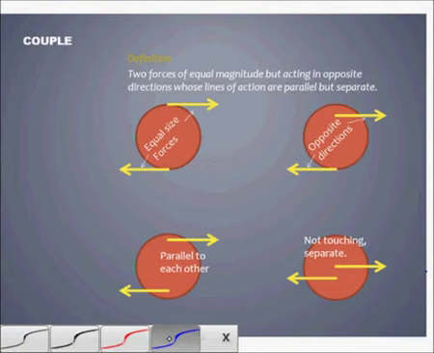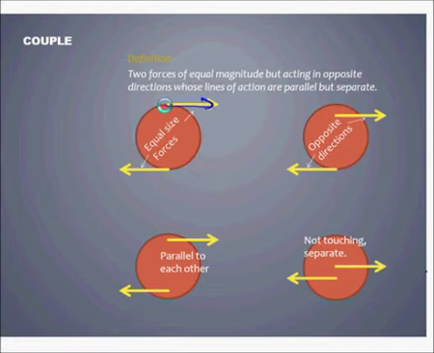Okay, if we're looking here, we've got a couple. Now, a couple, the definition is two forces. So here we've got two forces of equal magnitude. This one shows that. They're acting in opposite directions. All of these show that. Whose lines of action are parallel but separate. So all of these are parallel. All of these are not on the same line.